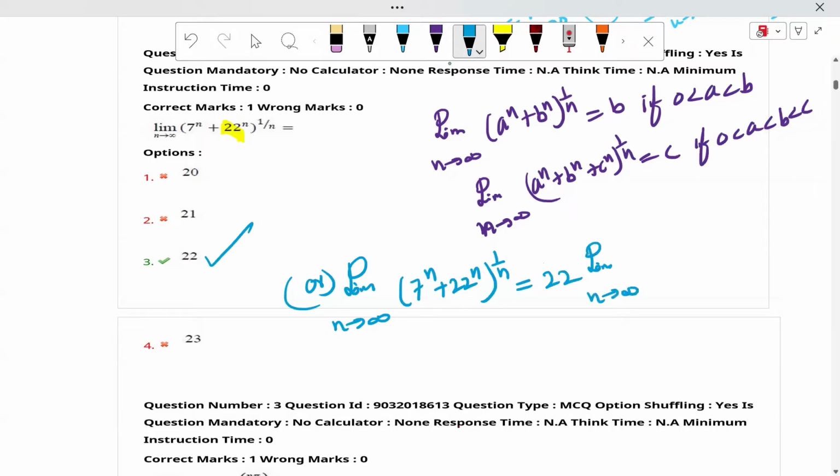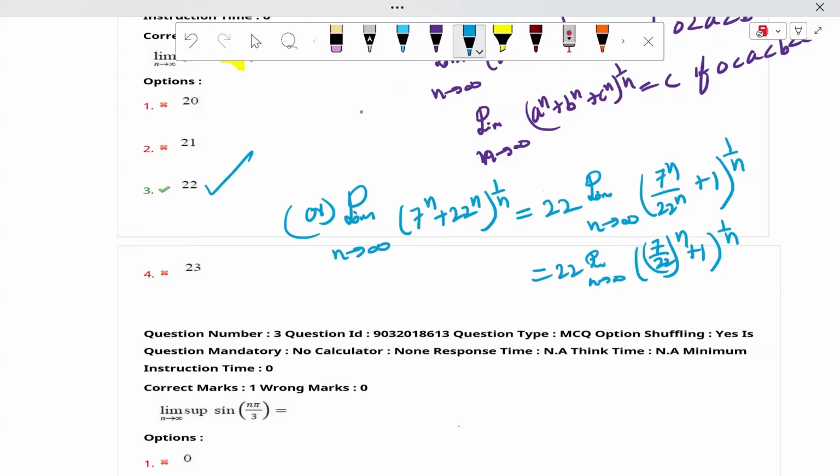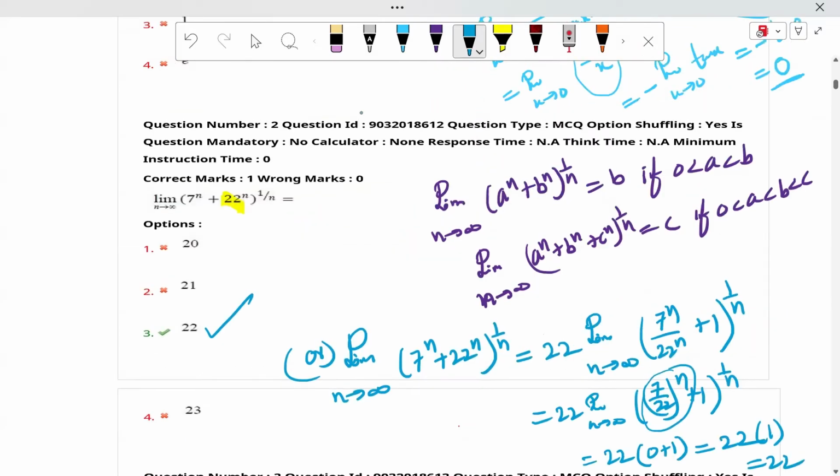Limit n approach to infinity of (7 power n plus 22 power n) whole power 1 by n. Here the highest term is common. 22 is common outside. 22 power n whole power 1 by n is 22. It is nothing but 22 into limit n approach to infinity of ((7 by 22) whole power n plus 1) whole power 1 by n. We know that this limit value is 0. So it is 22 into (0 plus 1) whole power 1 by 1, 1 power infinity. This value is 1. So it is 22 into 1, which is 22. So finally the right answer is 22.